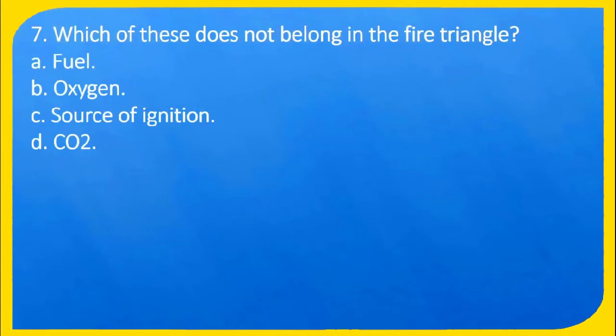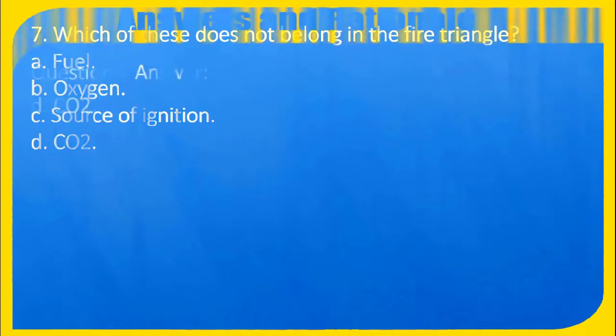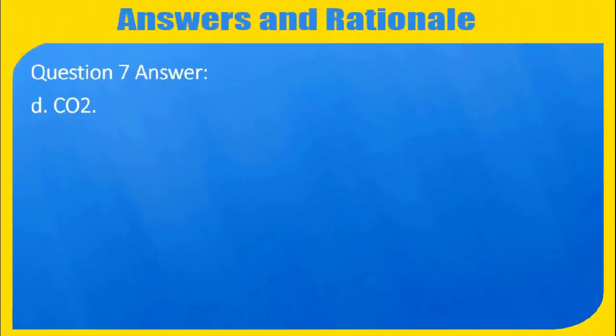Question 7. Which of these does not belong in the fire triangle? A. Fuel. B. Oxygen. C. Source of ignition. D. CO2. Question 7 answer, D. CO2.